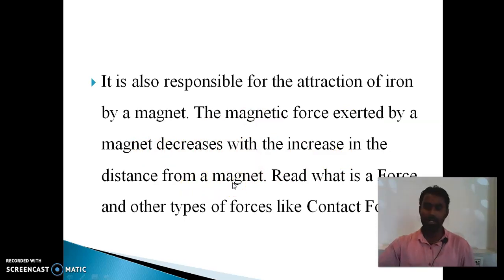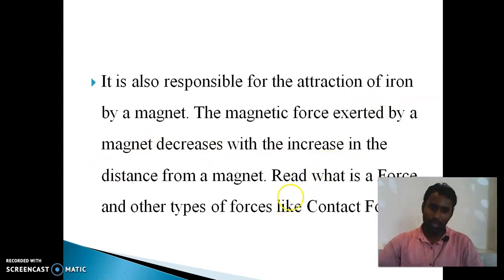This is a very important statement. See here. For example, if you take two magnets with opposite poles close to each other, they attract. If you keep a certain distance between them, the magnetic force decreases. It will not be the same as when they are closer. So if you keep them away, the force decreases. The magnetic force exerted by a magnet decreases with the increase in distance. If you increase the distance, the magnetic force will decrease.